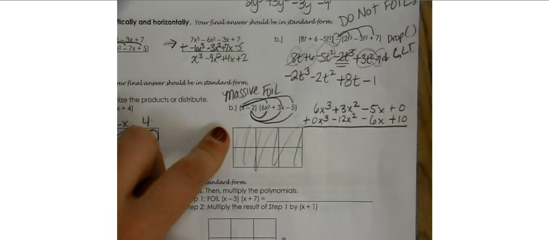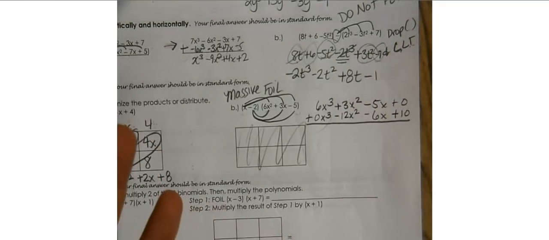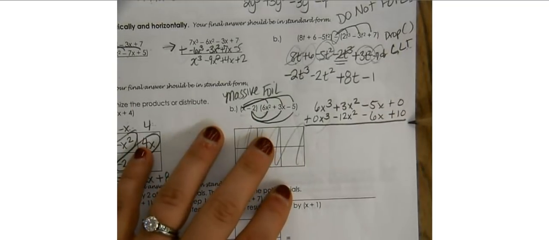From here, I'm going to add going straight down, and I'm going to put in a 0x cubed and a plus 0 at the top for lining up my like terms. Anytime you have a degree that is missing, you would simply put in a 0. Now, do you have to? No. Do you even have to add vertically? No. You can add horizontally.